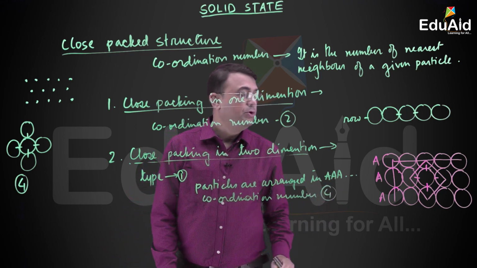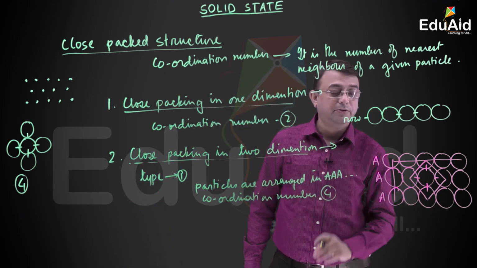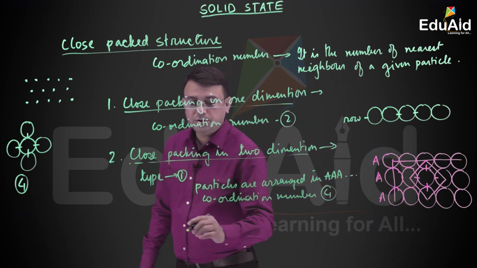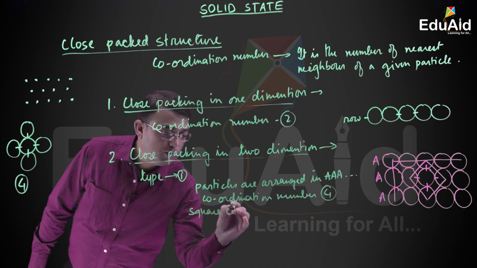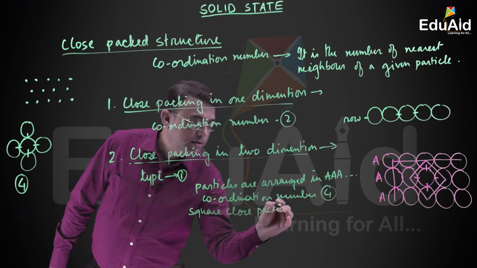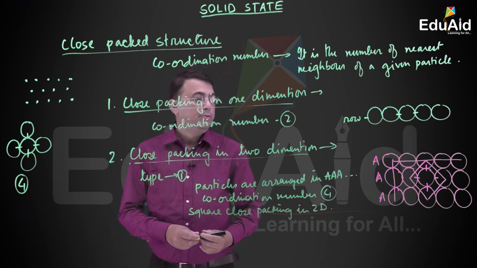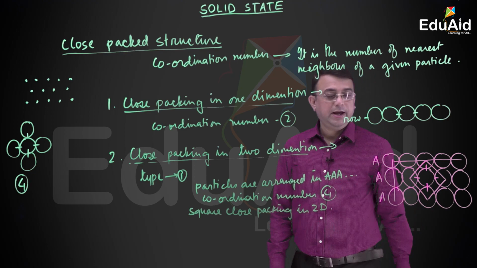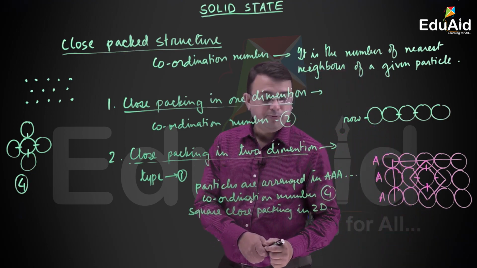Do you understand? Because whichever particle you see, you will find that it is touching other 4 particles. So this type of arrangement is called square close packing in 2D, in which particles are arranged in AAA pattern and the coordination number is 4. This is type 1.